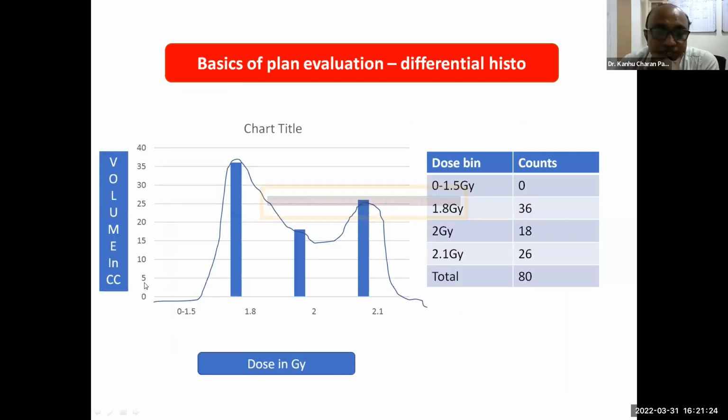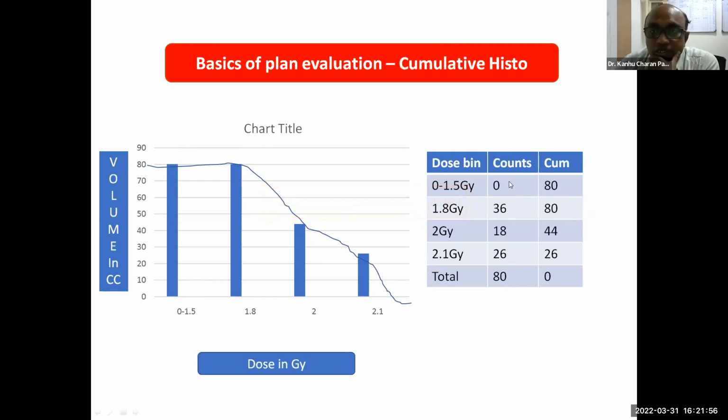If you plot dose on the x-axis and volume on the y-axis, from 0 to 1.5 there are no voxels. At 1.8 there are around 35 voxels, at 2 gray around 18 voxels, and at 2.1 around 26 voxels. If you plot a graph like this, it gives you a differential DVH.